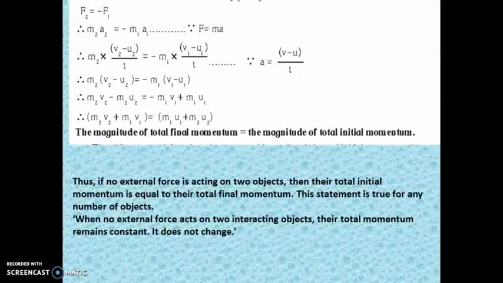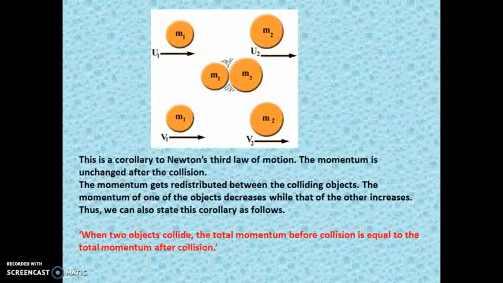Coming to the statement of the law: when no external forces act on two interacting objects, their total momentum remains constant. It does not change. So this is the law of conservation of momentum. I hope it is clear to everyone. This is a corollary to Newton's third law of motion, which means it goes simultaneously. The momentum is unchanged after the collision.